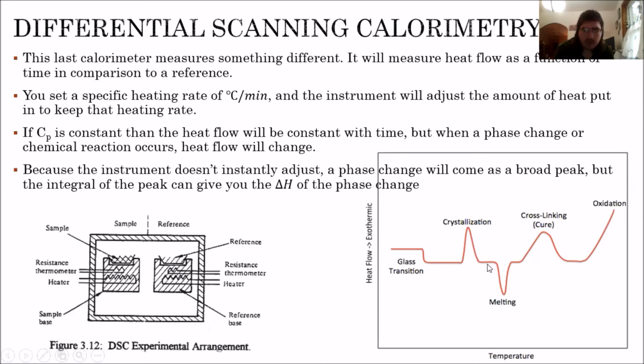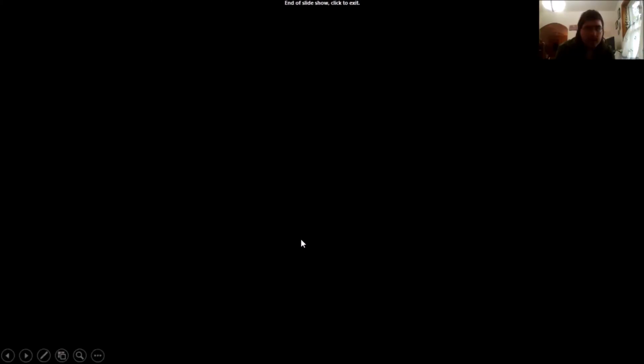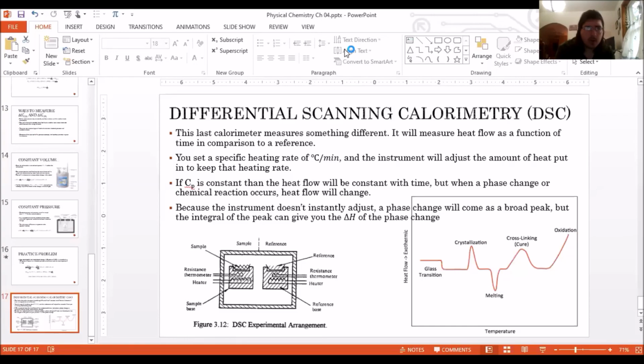Calm it back down. But if you take the integral under that curve, you can still get the delta H for this phase change. So if I integrate from here to here and measure the area under that curve, you can figure out how much energy is in that phase change. These are very interesting technologies if you know how to use them and how to read them. That is all for this chapter. It's a very short chapter.